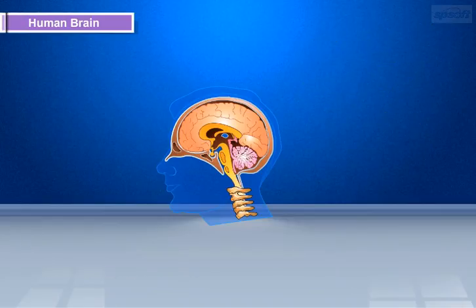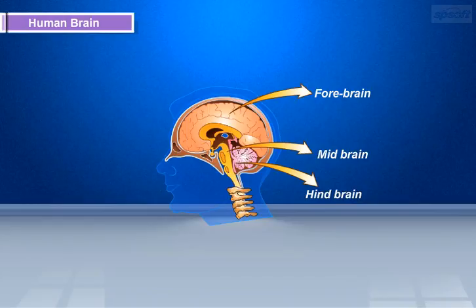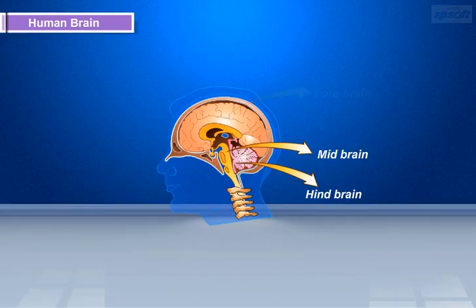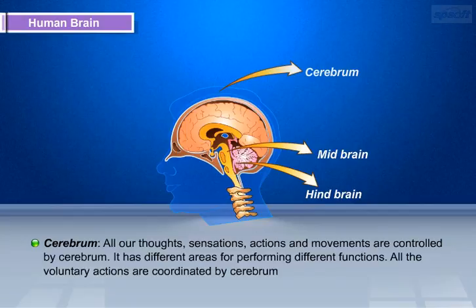The brain is broadly divided into three regions. Forebrain, midbrain, and hindbrain. Let us discuss each part in detail. Let's start with forebrain. It is the main thinking part of the brain. It consists of cerebrum and diencephalon. Cerebrum. All our thoughts, sensations, actions, and movements are controlled by cerebrum. It has different areas for performing different functions. All the voluntary actions are coordinated by cerebrum.